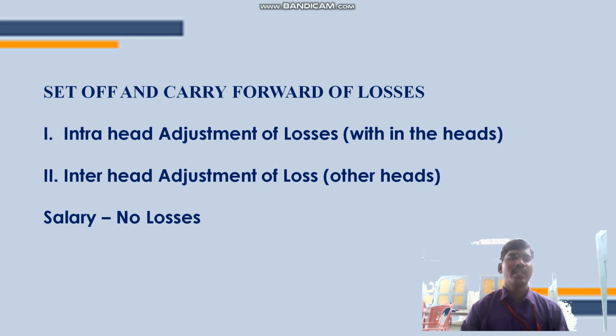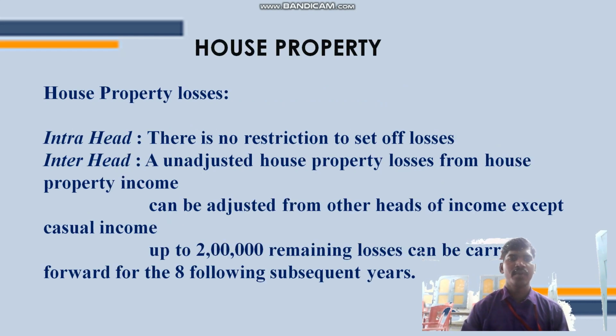So in the salary there is no possibility of incurring losses at all. So there won't be any necessity to set off or carry forward. Whereas in the house property, there is a possibility that the assessee may incur losses in the house property, for let-out house and self-occupied. Mostly in the self-occupied house, the income may be nil or there will be negative income, which is losses. Those losses can be adjusted intra-head, which is from the house property head, or inter-head also.